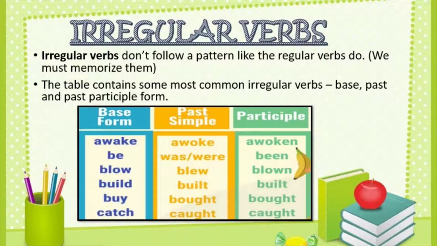Okay, so here are the examples. Awake, awoke, awoken. Be, was or were, been. Blow, blew, blown. Build, built, built. Buy, bought, bought. Catch, caught, caught. So those are the examples of the irregular verbs. You really have to memorize all the English verbs. Okay?